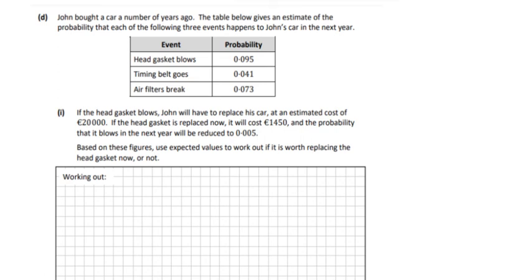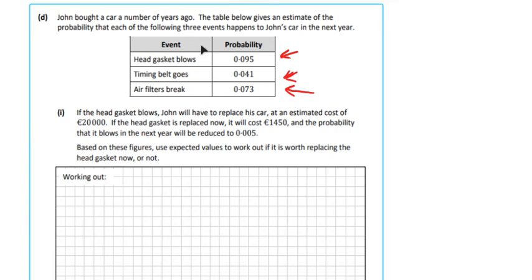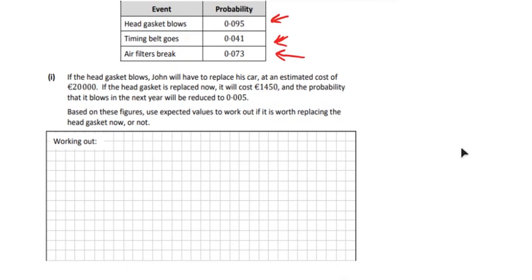Right, so for part D then, these are just the probabilities that things could happen to his car: that the head gasket blows, the timing belt goes, or air filters break. So they're all just bad things that could happen to your car. Right, so we have to use expected probability then. You have to choose between him replacing it now or not replacing it now.